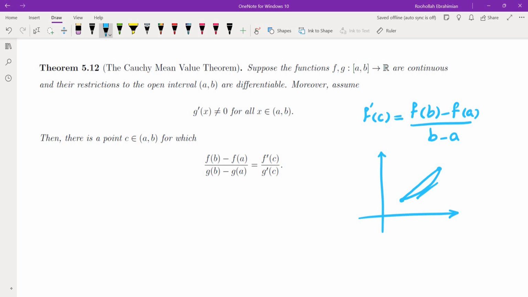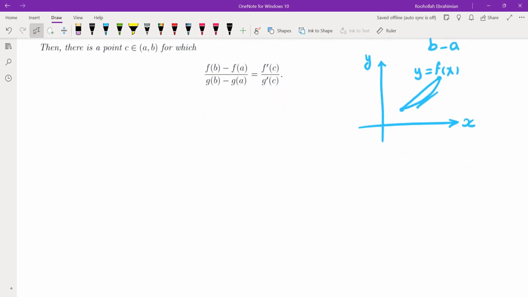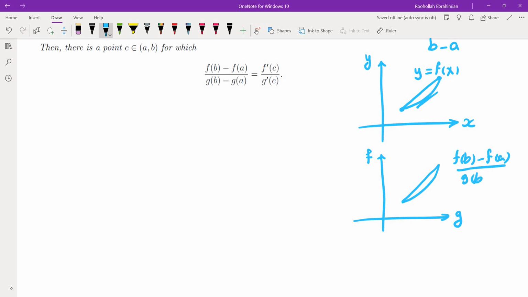Now, this was the graph of the function y in terms of x, y equals f of x. If you look at the graph of two functions in terms of each other, let's say you have a function f and you graph the function f in terms of another function g, then the average rate of change would be f of b minus f of a over g of b minus g of a. This would be the rise over run.